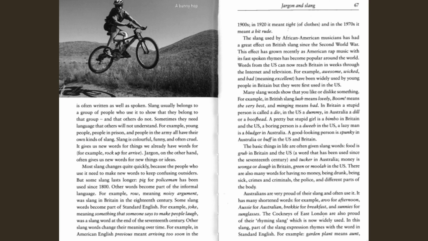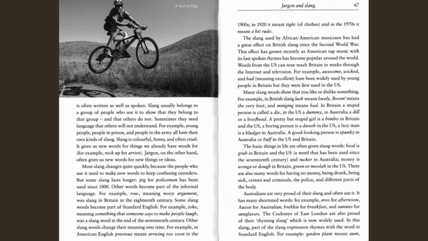Many slang words show that you like or dislike something. For example, in British slang, lush means lovely, boom means the very best, and minging means bad. In Britain, a stupid person is called a div. In the US, a dummy. In Australia, a dill or a boofhead. A pretty but stupid girl is a bimbo in Britain and the US. A boring person is a dweeb in the US. A lazy man is a bludger in Australia. A good-looking person is spunky in Australia or buff in the US and Britain.